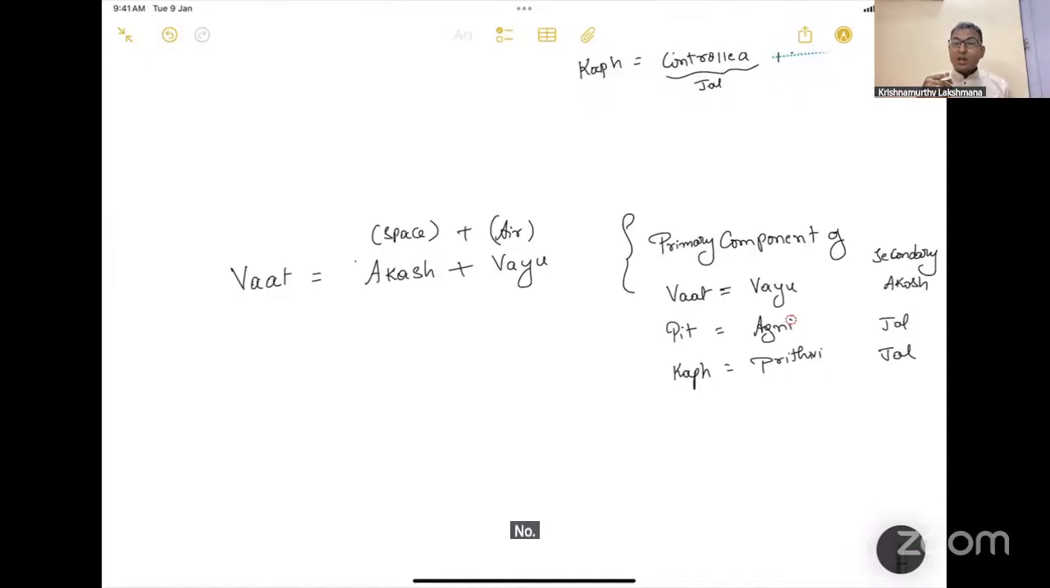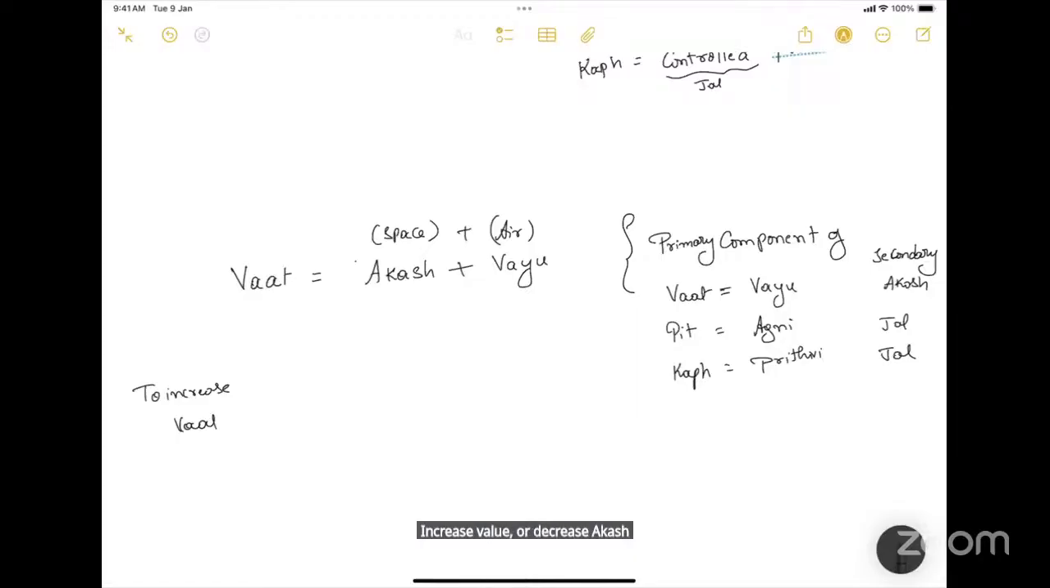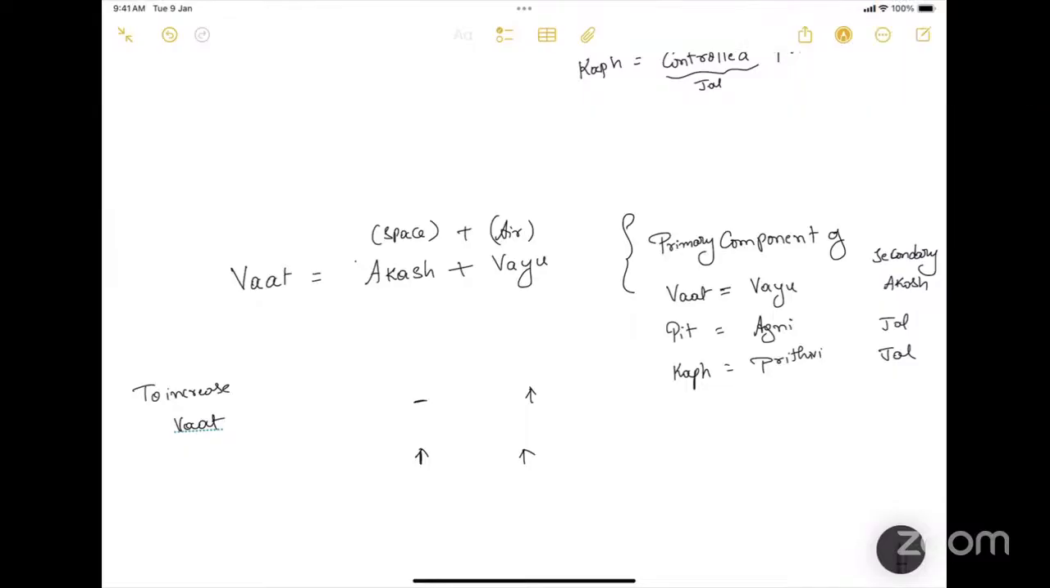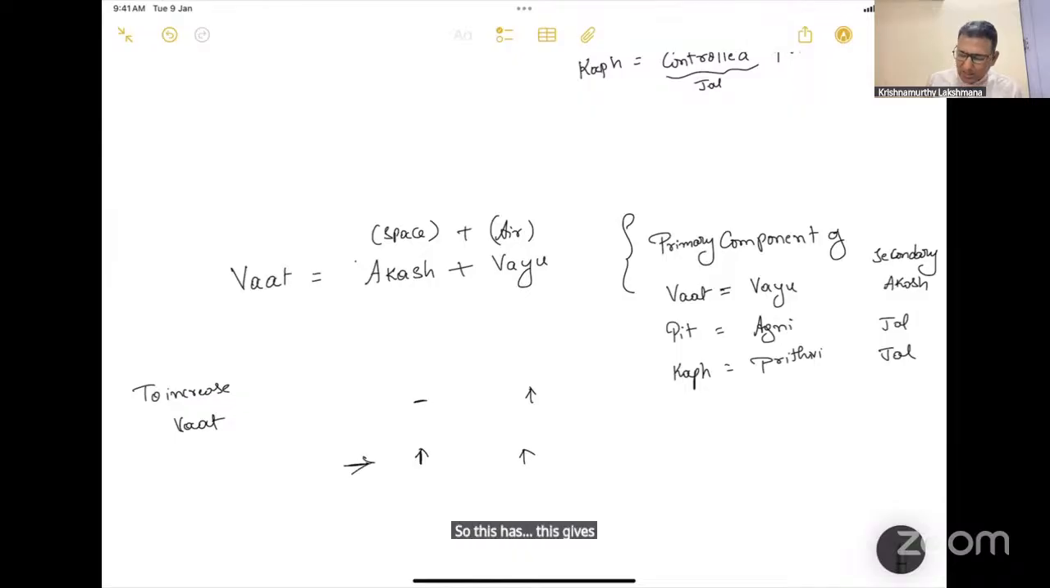Now, if I want to increase Vat, what are the options I have? Increase Vayu or decrease Akash. So to increase Vat, I can increase Vayu without doing anything to Akash. I just increase the Vayu. Or I have the option to increase Akash and Vayu. Sir, what is the difference between the two? Only Vayu, and Vayu plus Akash. So this gives me more control, and this gives me less control.